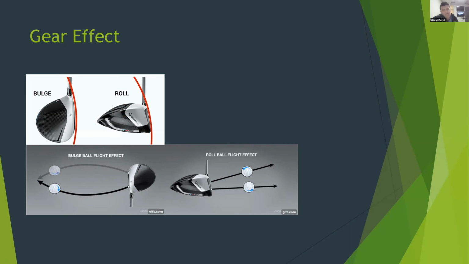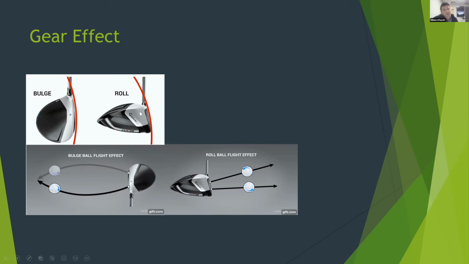So they could have a great club face position. They could have a great club path position. But if they're not hitting it in the center of the face, then it really is irrelevant to getting them to their goal. So bulge is going to be described as the curvature more horizontally on the club face, and roll would be vertical curvature there.